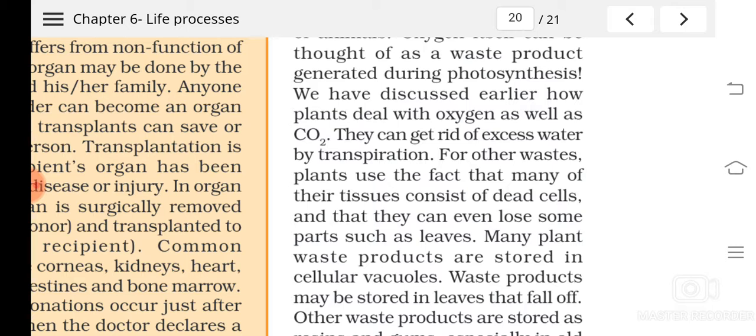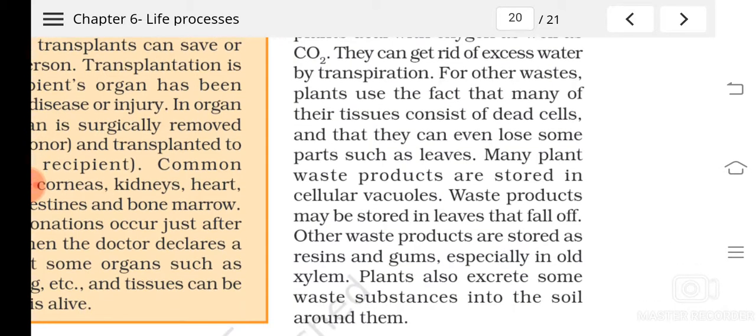Isn't it? They don't have any special organs, so they excrete the waste materials in different ways. Carbon dioxide, excess water, even oxygen can be a waste material. They can remove these waste materials through the stomata in their leaves, and also through certain lens-shaped openings called lenticels.